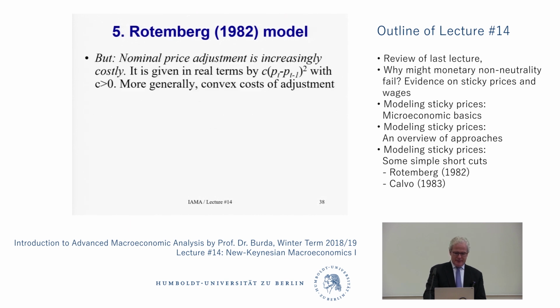So now let's get to the model. The problem that Rotemberg identified is that price adjustment is costly. I aggravate my consumers. I aggravate my customers. They go away. I have to negotiate with them. I have to deal with them. They start throwing things at me. They complain. And we're going to write this as a real cost term.